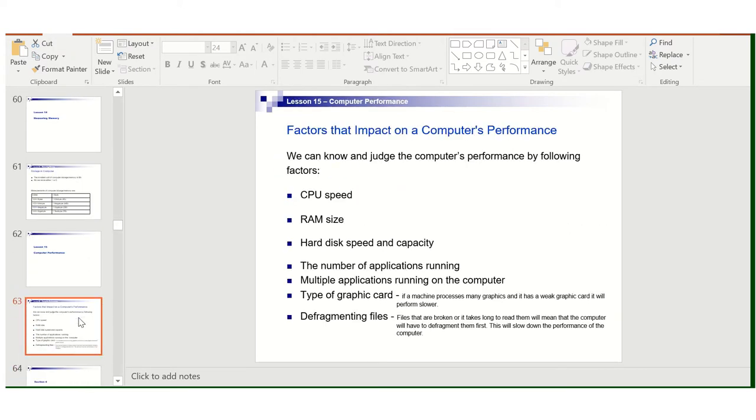So the same. Computer performance. We were talking about RAM right now. Remember, these factors are a combination of what contributes to computer performance. The CPU speed, the RAM size, hard disk speed and capacity, number of applications running. Remember what we said about RAM. When we have a lot of applications running, that's slowing your computer. That's because of the relationship between the number of applications running, or multiple applications running on the computer, and RAM. Because the more you open many things, then you are cluttering your RAM. Every time you open an application, RAM size goes down.